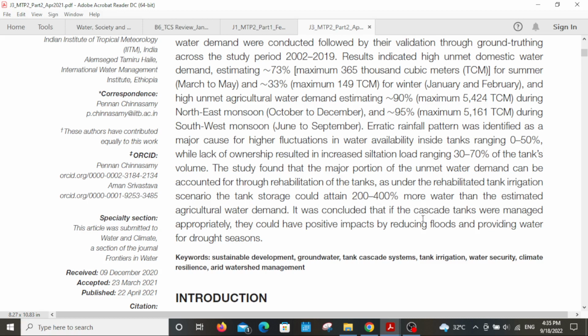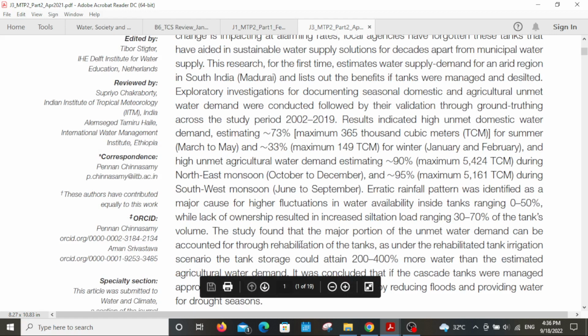It was concluded that if the cascade tanks were managed appropriately, they could have positive impacts by reducing floods and providing water for drought seasons. So now I hope you are sensitized enough to understand the significance of these traditional structures, which can actually help us to increase the sustainability of water supply systems. And they can also aid in increasing the storage capacity of the existing structures in meeting various water application demands.